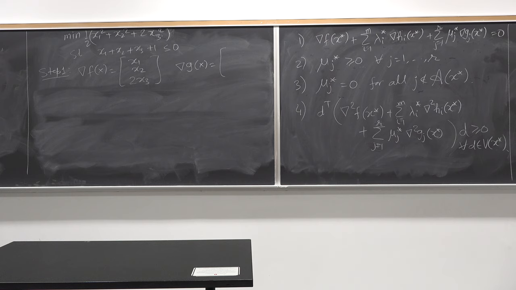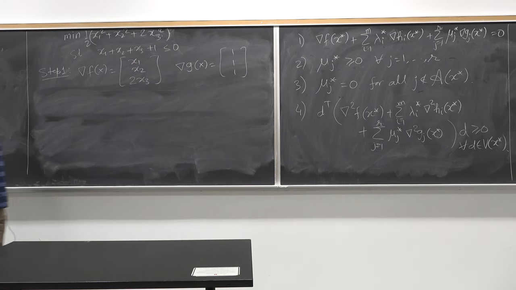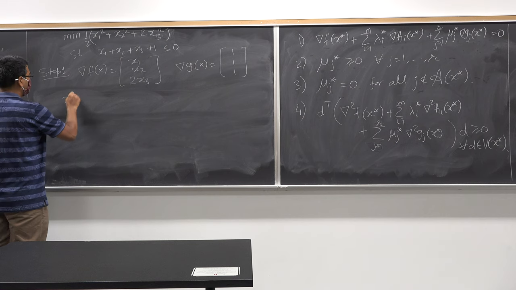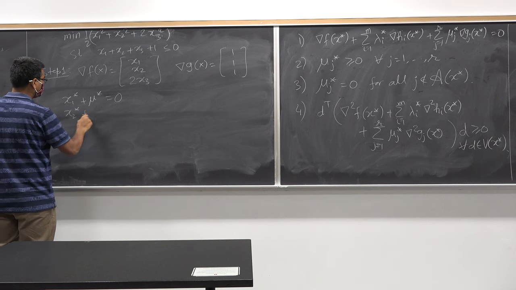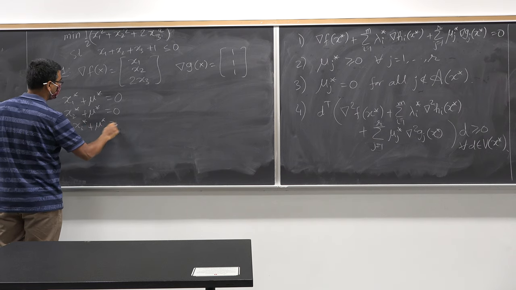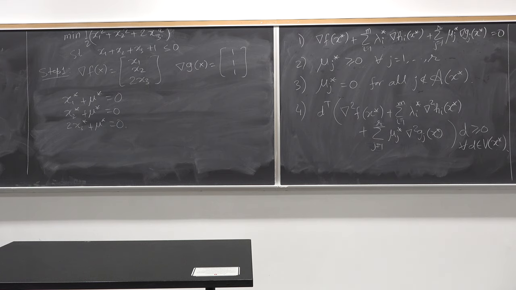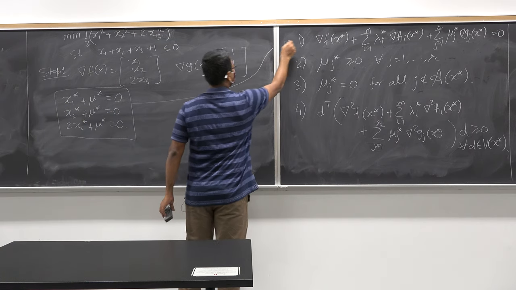Okay. What's the derivative of g(x)? Just 1, 1, 1. Okay, so at the optimal solution, I should have x1 star plus mu star equal to 0, x2 star plus mu star equals 0, 2x3 star plus mu star equal to 0. Okay, these results come from equation 1.